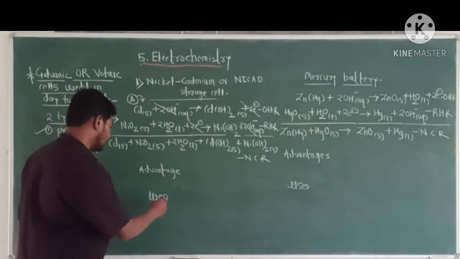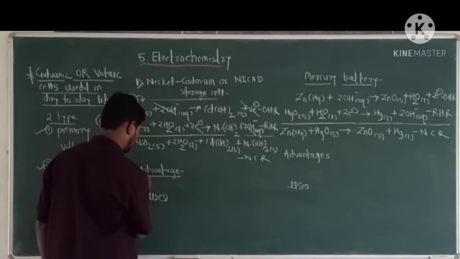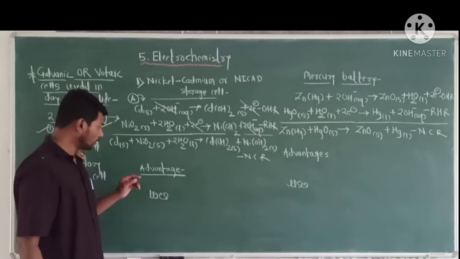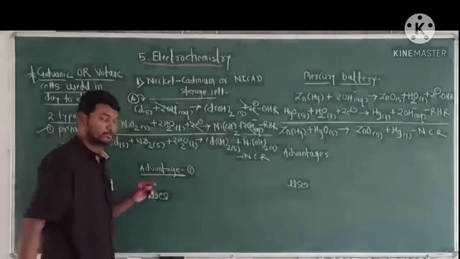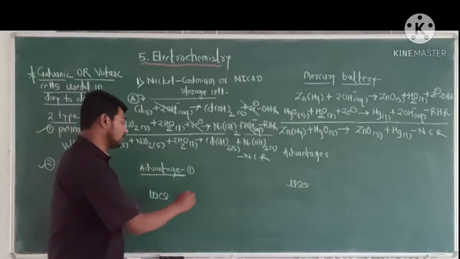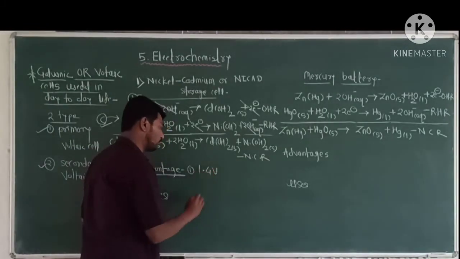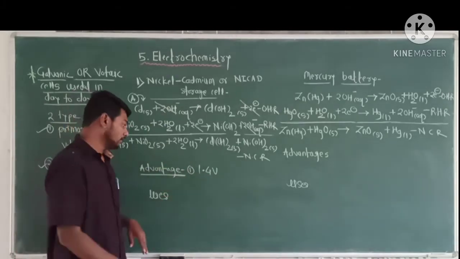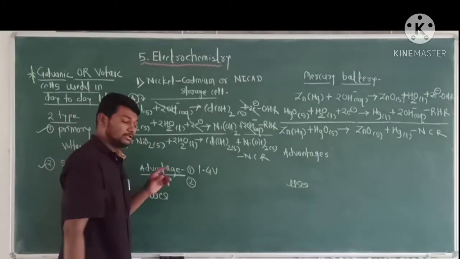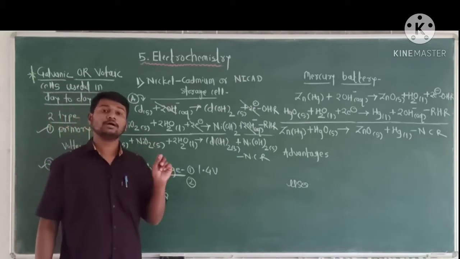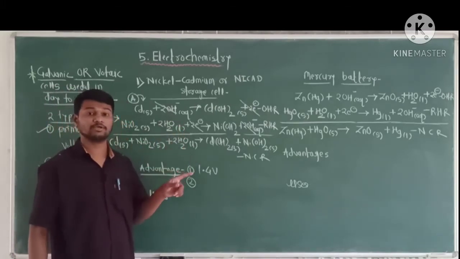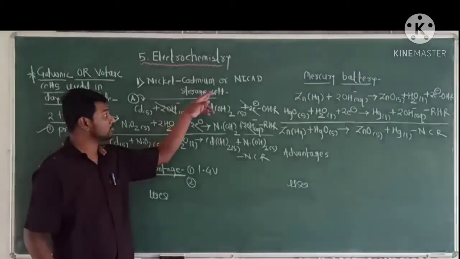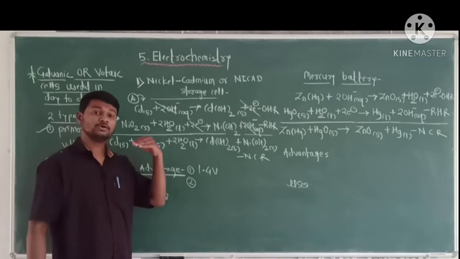Next, advantages. First advantage, the potential of this cell is 1.4 volt. Second, this cell has a long life as compared to other cells. Nickel cadmium cell has a long life as compared to other cells.